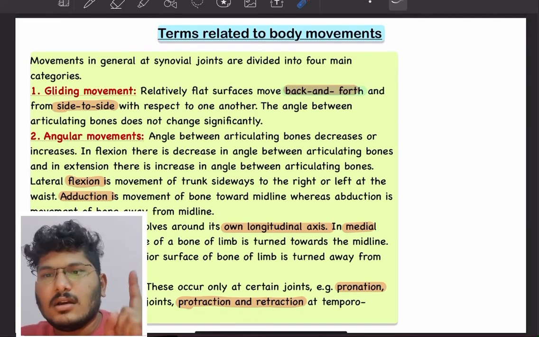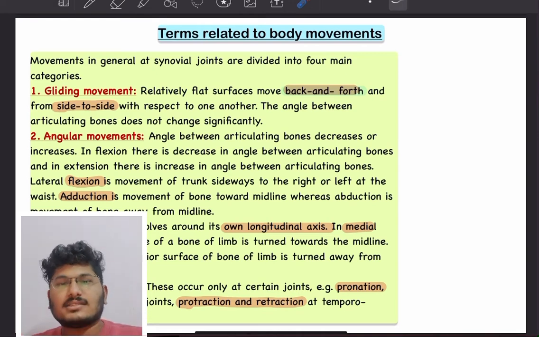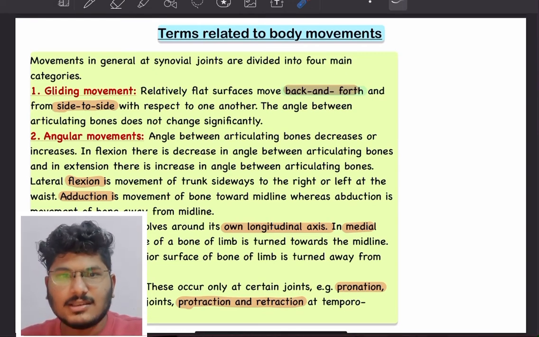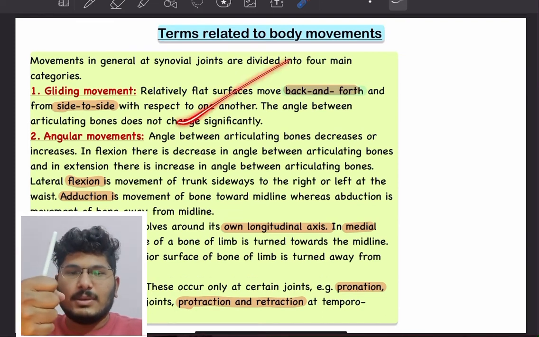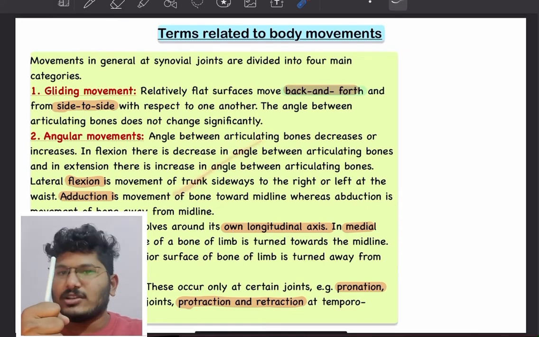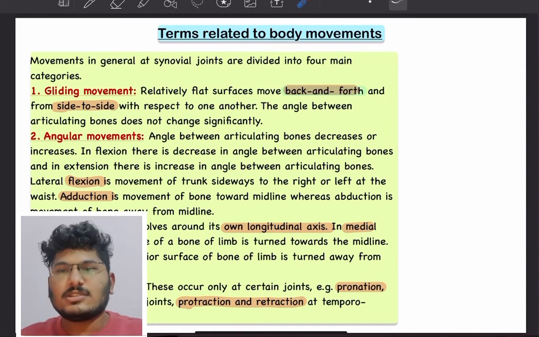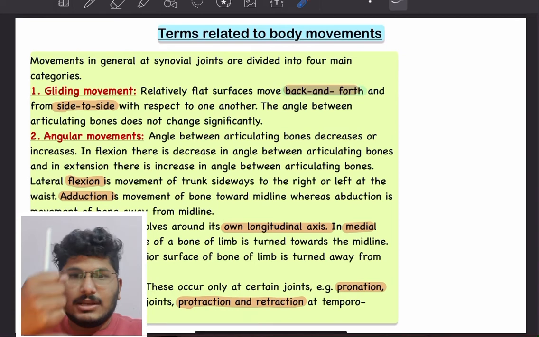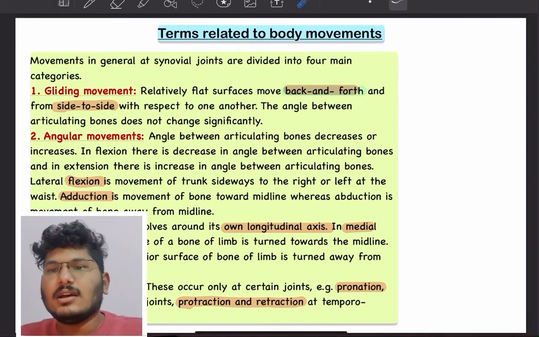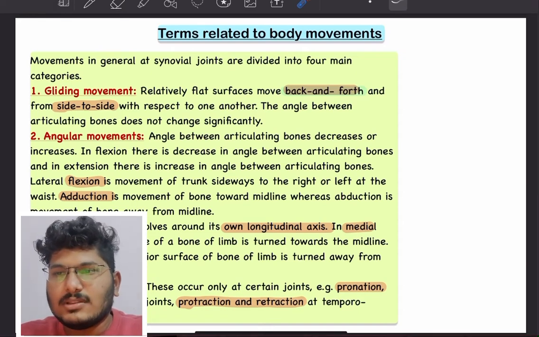They are gliding movement. Any gliding movement is something which occurs over flat surfaces like this. So this is one flat surface, this is one flat surface. Between the 2 flat surfaces usually the gliding movements occur, like front and backward or side to sideward. These movements are called gliding movements. Usually the angle between the 2 articulating surfaces does not change, and these are called gliding movements.